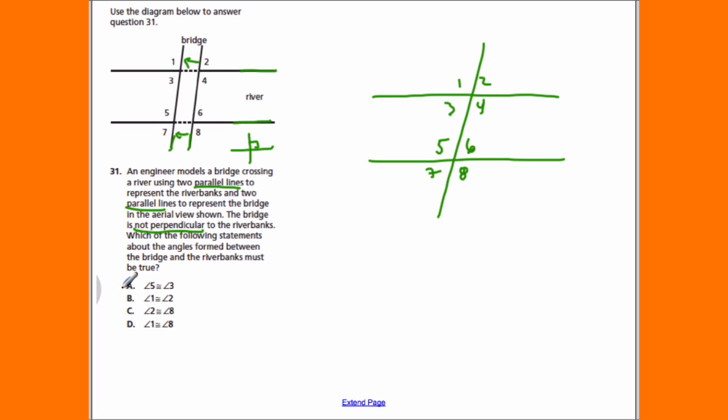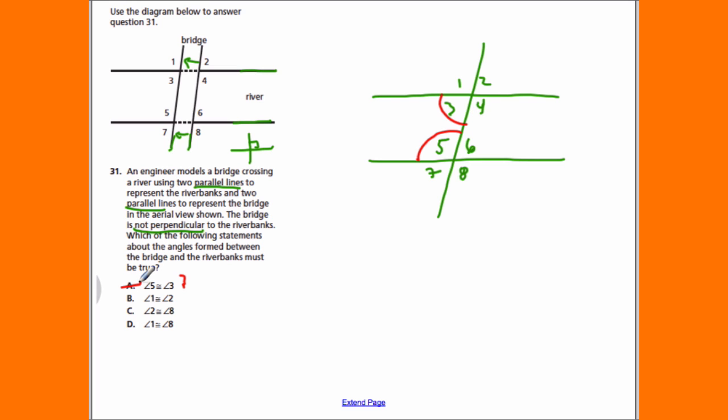Angle 5 is congruent to angle 3. Is that true? Are they equal? Angle 5 is right here. It's obtuse. It's greater than 90 degrees. Angle 3 is acute. It's less than 90. Those are what we call same side interior, and they are supplementary, meaning they add to 180. They are not congruent. It takes out A.